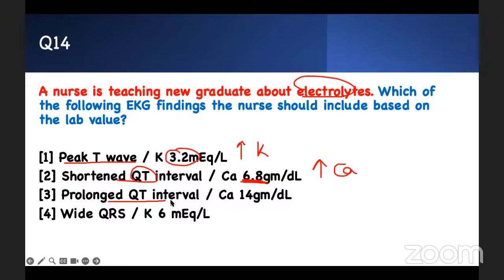Prolonged QT. When do you see it? Low calcium. This is too high. High potassium, you see peaked T wave. When you see wide QRS complex, they're about to die. That's the deadly rhythm. So this is your right answer. You start with the peaked T wave and you keep changing until the QRS complex becomes a problem.